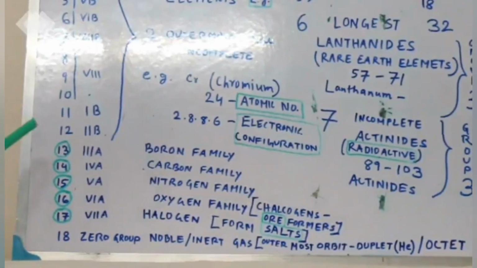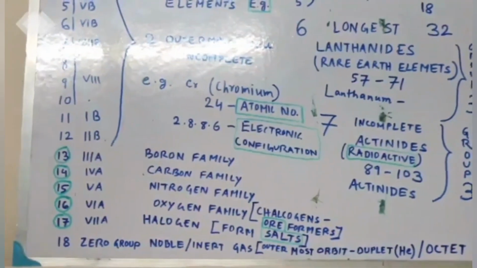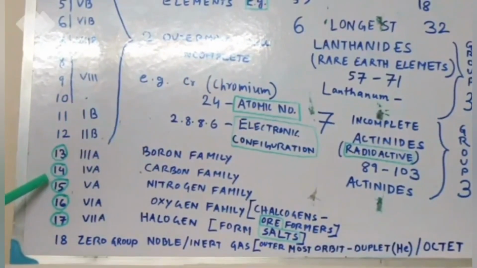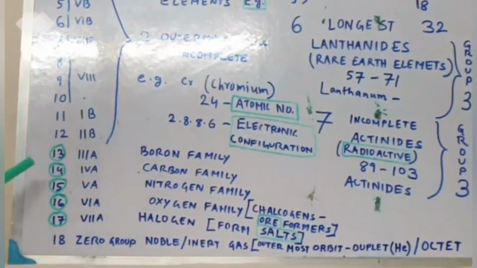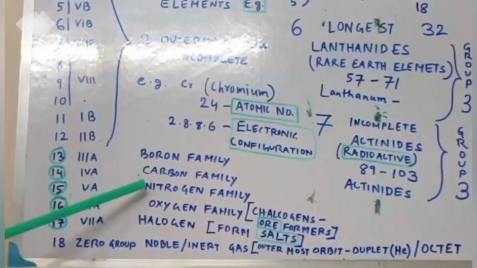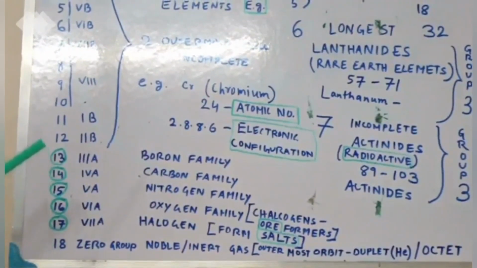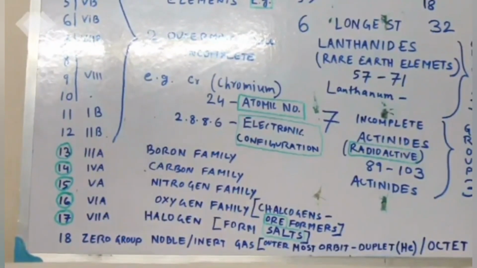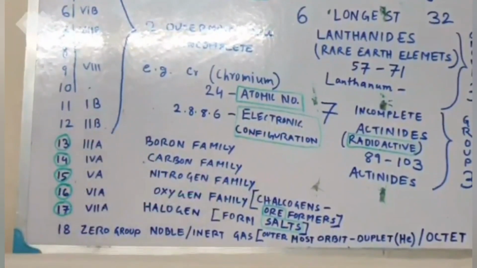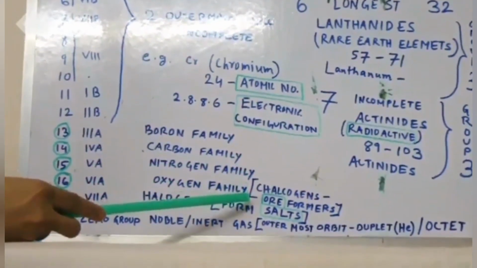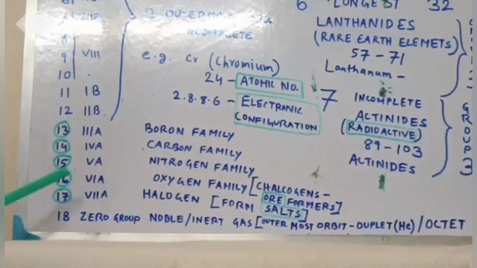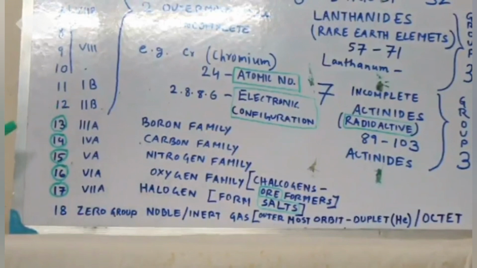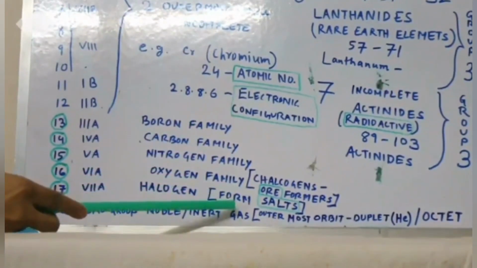Next we are coming to group 13. Group 13 or 3A consists of the boron family, group 14 or 4A consists of the carbon family, group 15 or 5A consists of the nitrogen family, group 16 is very important, 6A consisting of the oxygen family, which are also known as chalcogens. Chalcogens means ore formers. Group 17, another name is 7A, consisting of halogens, which basically form salts.